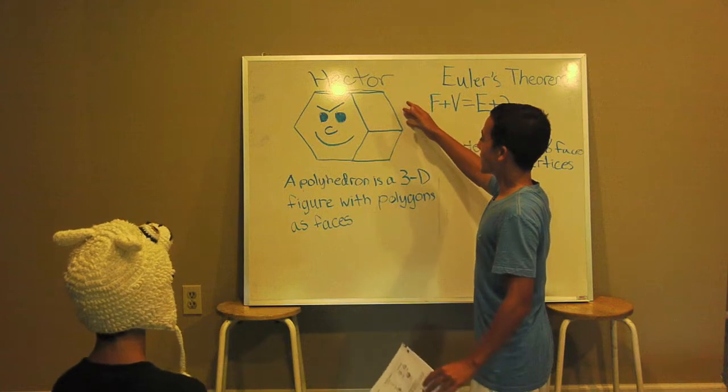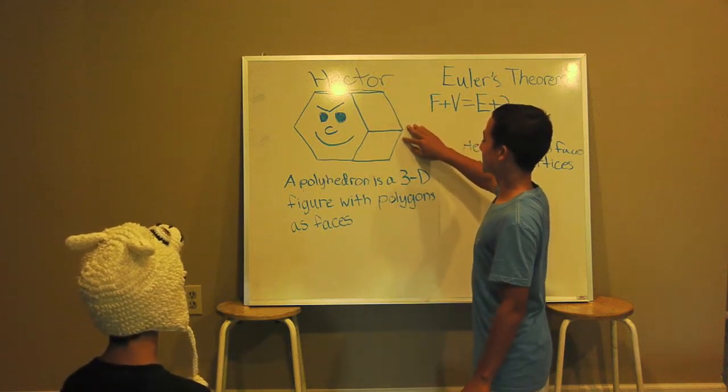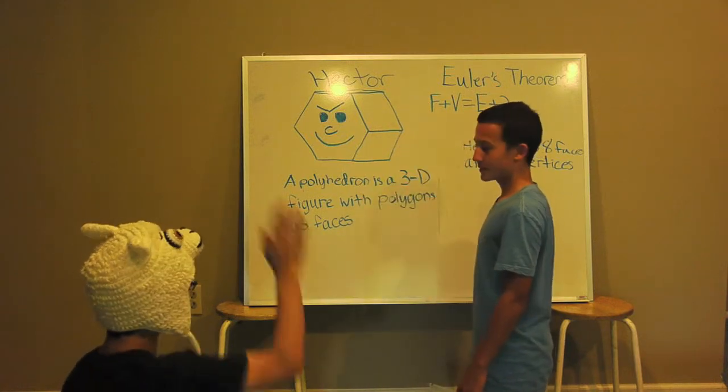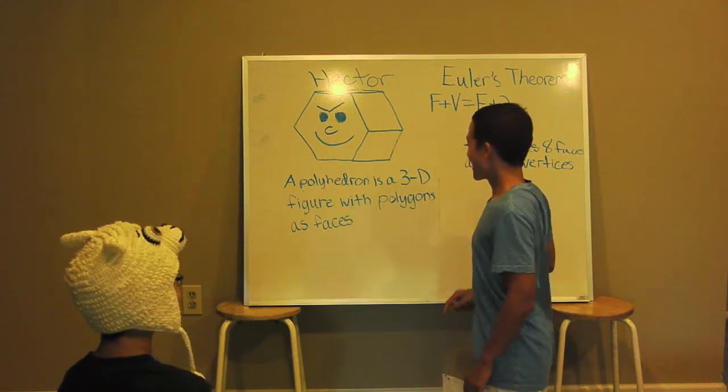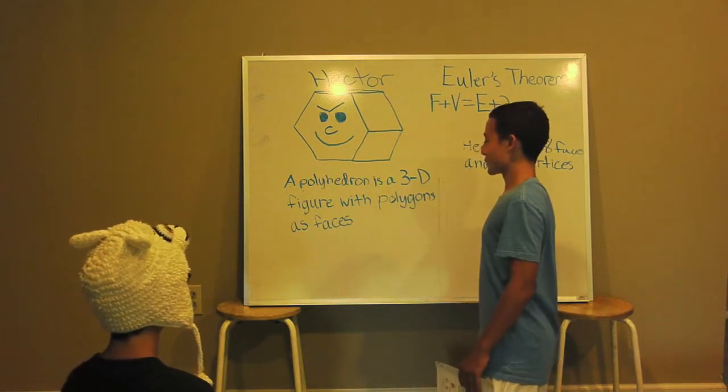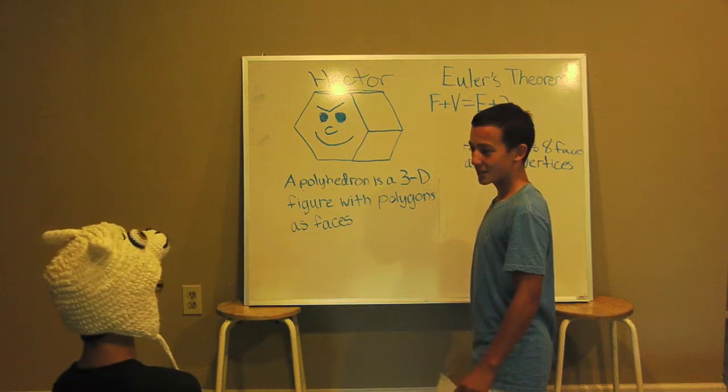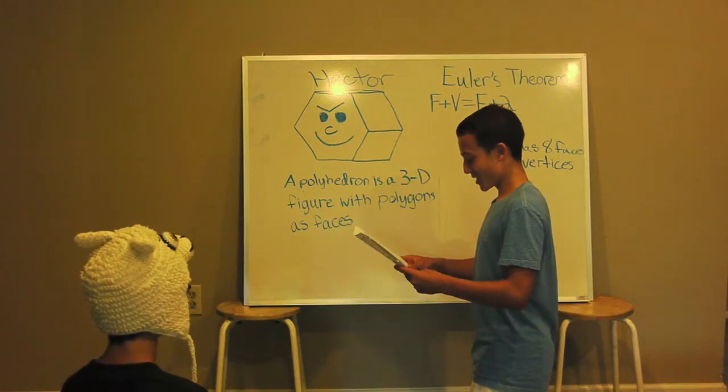This is Hector. Hector is a hexagonal prism. He's a polyhedron. What's a polyhedron? A polyhedron is a 3D figure with polygons as faces. Are there special types? There sure are, Dan.